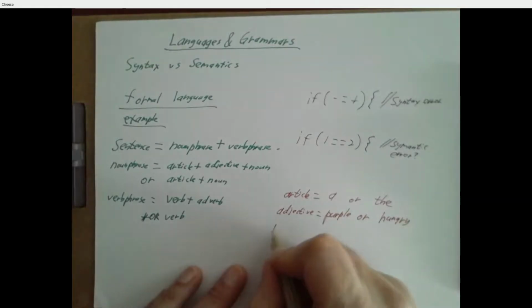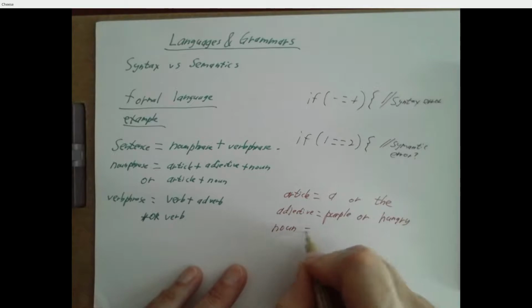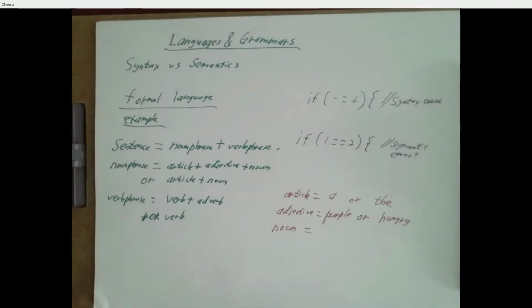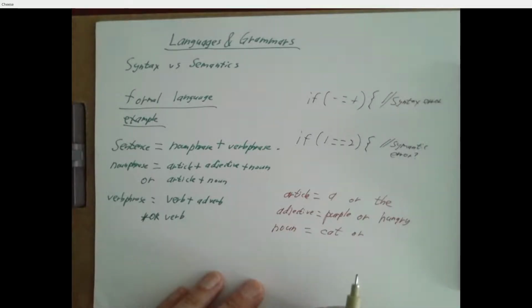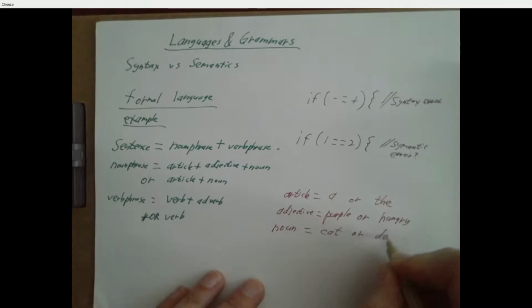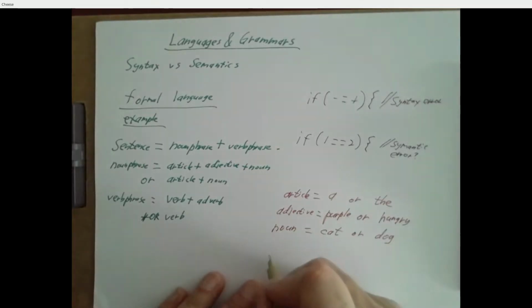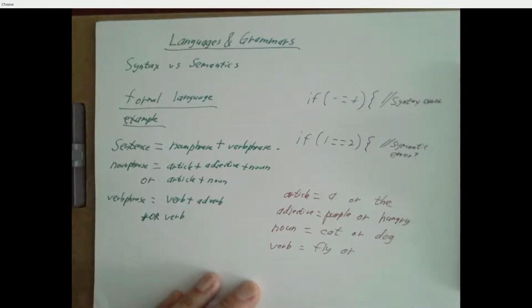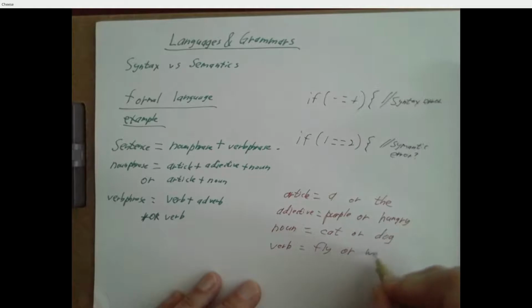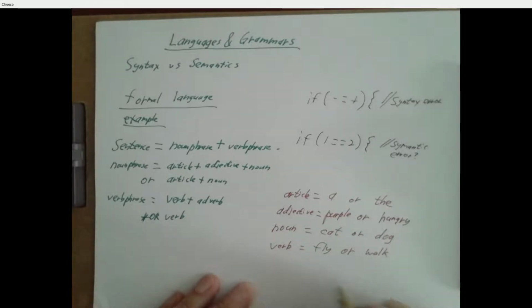All right. So I want a pair of nouns. Cat. All right, give me another noun. Dog. Okay. Verbs, actions. Give me a verb, please. Fly. All right, and I'll take one more. Walk. How many people have played Mad Libs? Okay, cool.